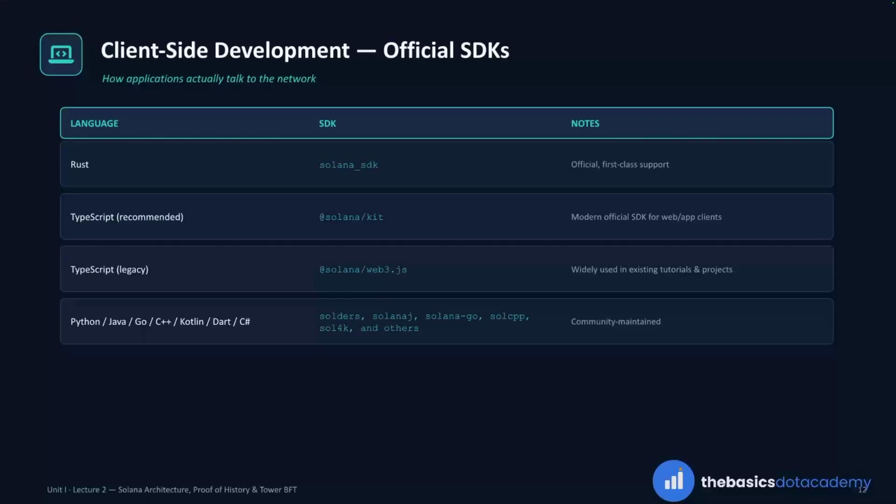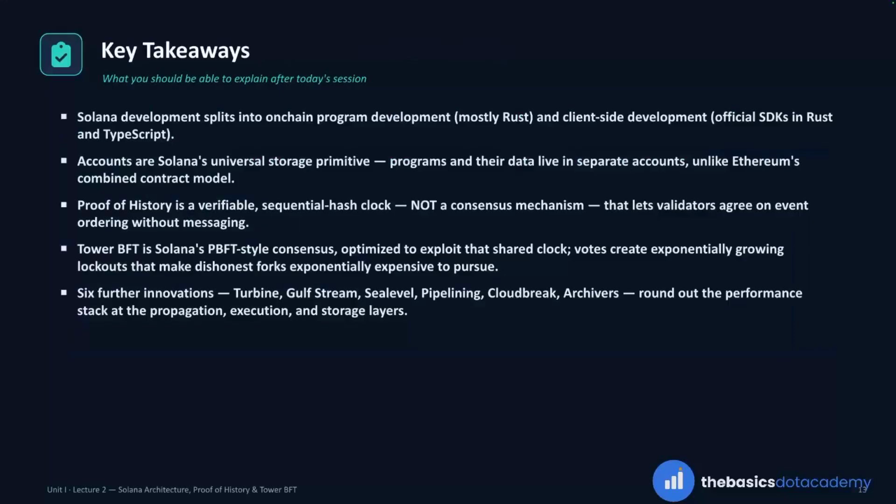Then we look into the client-side development part. What are the different official SDKs Solana offers? If you are using Rust as the primary language, you can go with Solana SDK. This is the official one, and it has a wide community and extensive support. If you want to go with TypeScript, go with @solana/kit, and there are also community maintained SDKs supporting Python, Java, Go, and so on.